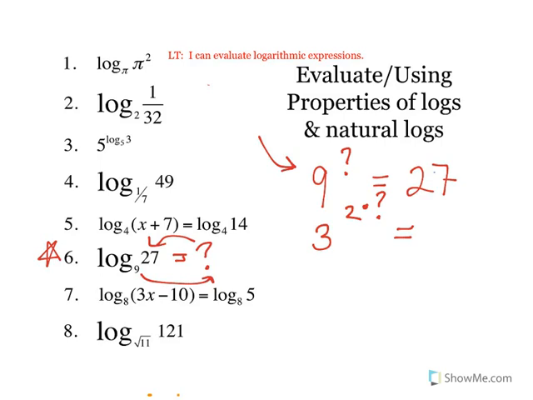Okay? On the right hand side, how could I rewrite 27 with a base of 3? So start going through your exponents there. 3 to the 1 power is 3. 3 squared is 9. 3 cubed is 27. Okay? So I can rewrite 27 as 3 cubed.